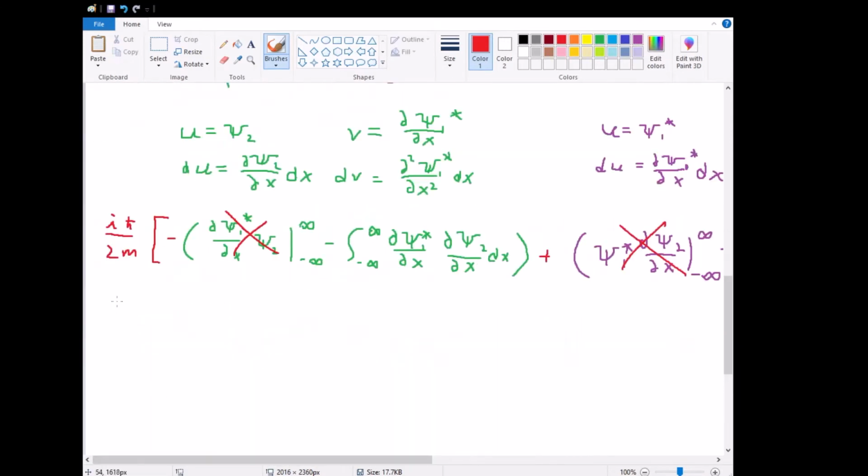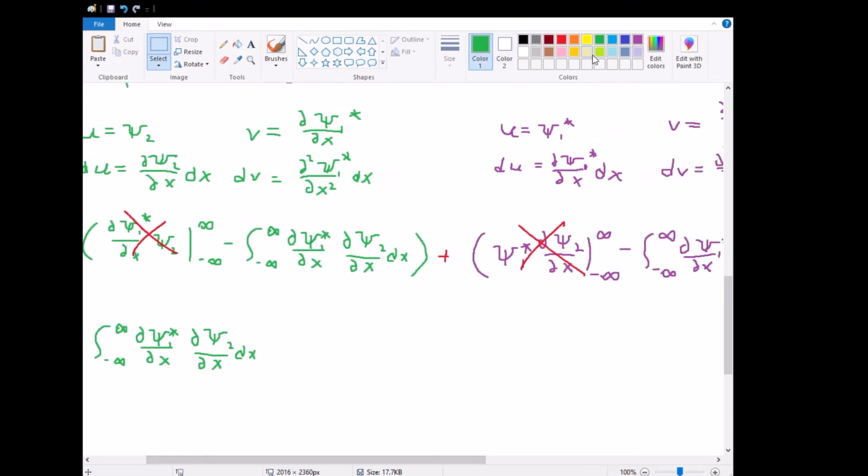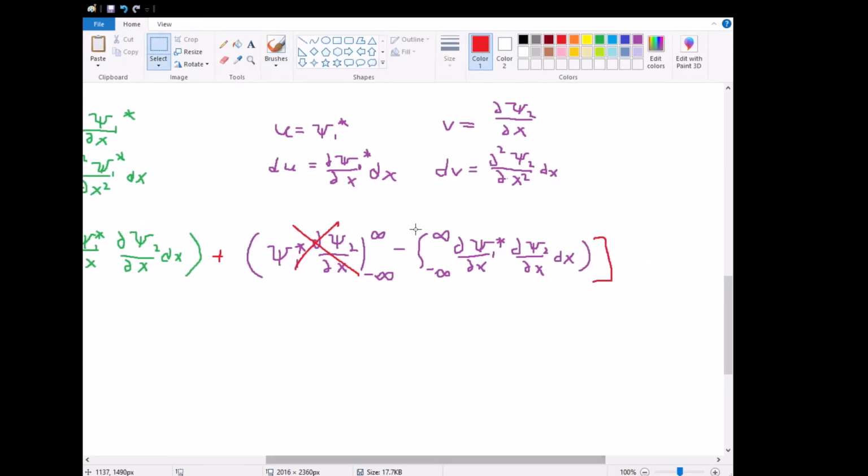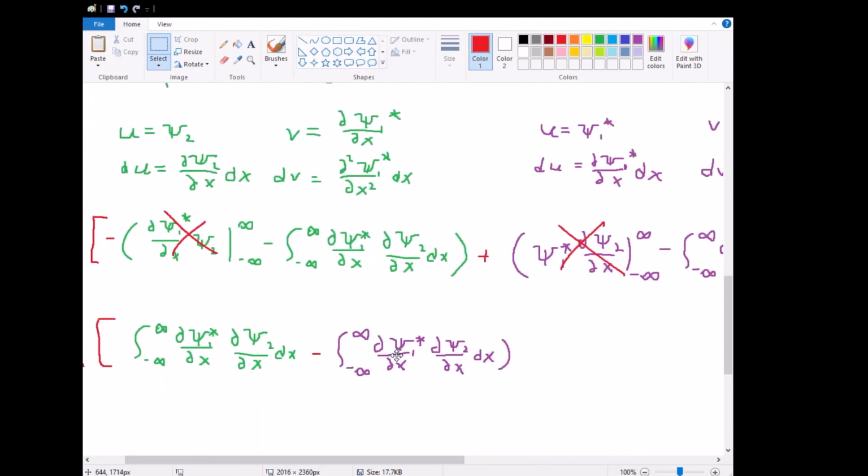So as a result, we have i h bar over 2m, and then in brackets, we're going to apply the negative now. So a negative and a negative makes a positive. So we just have positive of the integral from negative infinity to infinity. Let's just copy paste this. Have this expression, and then we are adding, or in this case, subtracting, because a positive and negative make a negative. So subtracted by, and we're going to do the same thing here, subtracted by this integral.